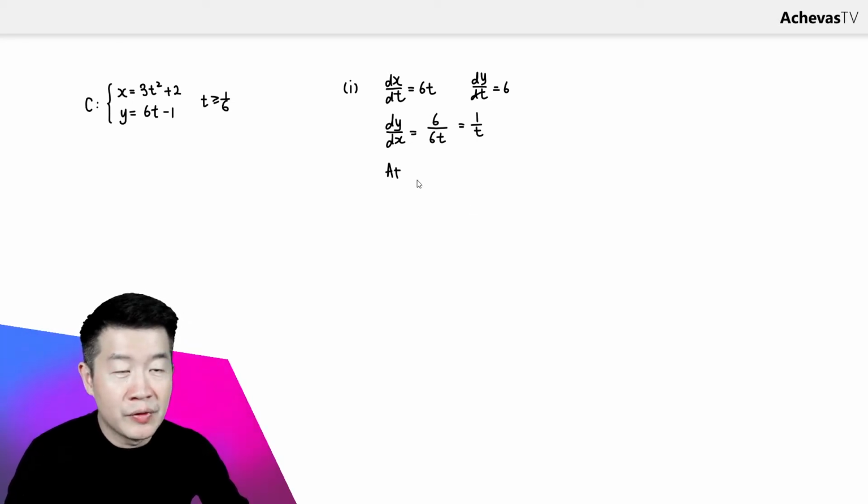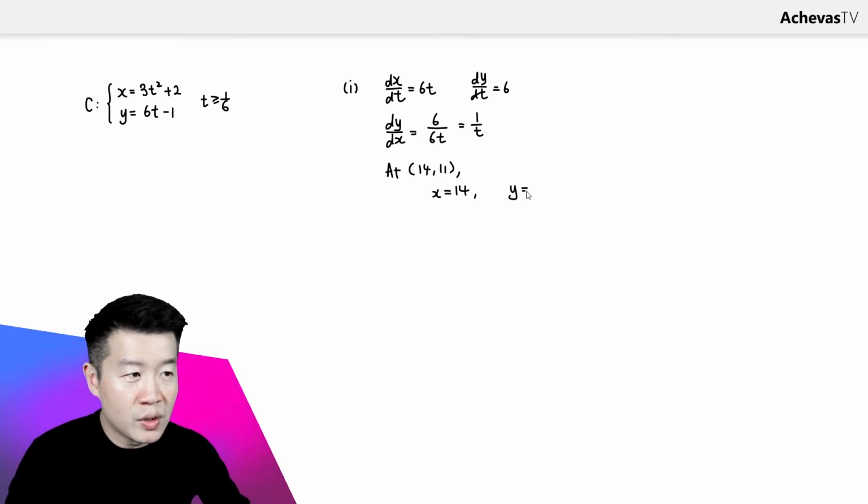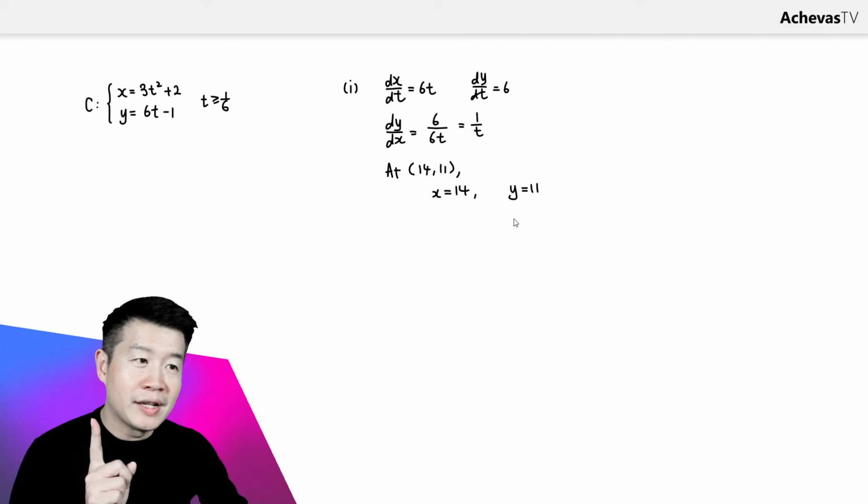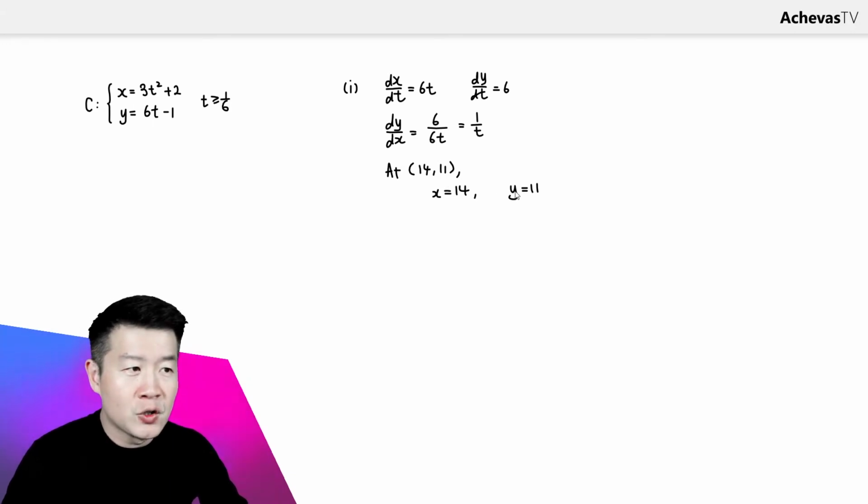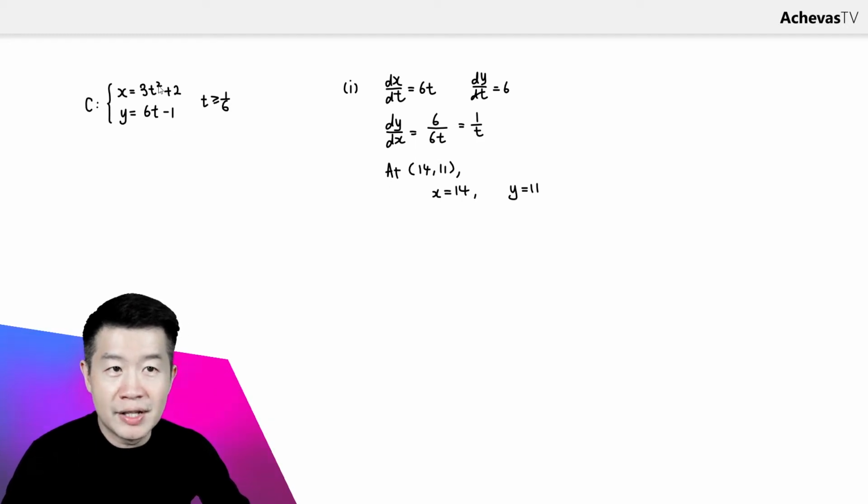And now we can come out with the equation of the normal at the point (14, 11), because at this point, the x coordinate is equal to 14, the y coordinate is equal to 11. What we are now lacking is just the gradient of the tangent at this point, because that will help us to deduce the gradient of the normal. So to find the gradient of the tangent, we need the value of t so that we can evaluate dy/dx. To evaluate the value of t, we can either equate 3t squared plus 2 to 14, or we can equate 6t minus 1 to 11.